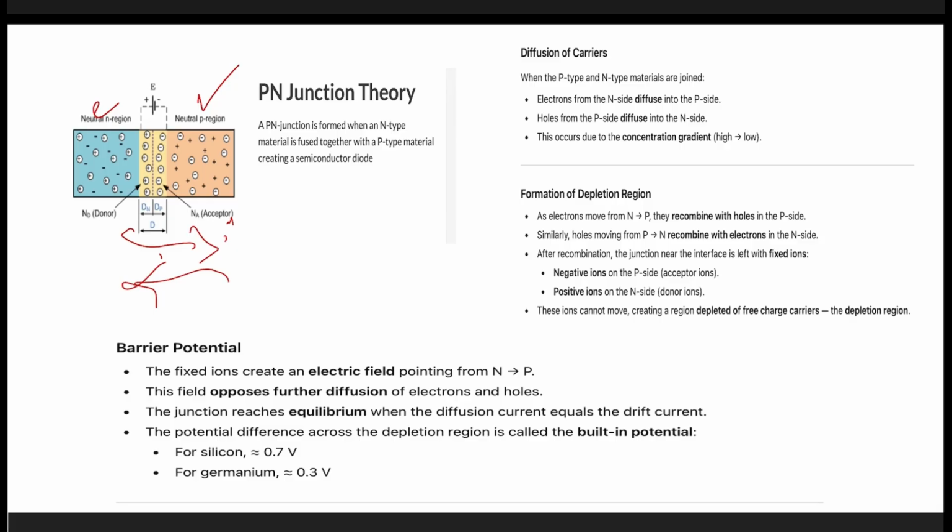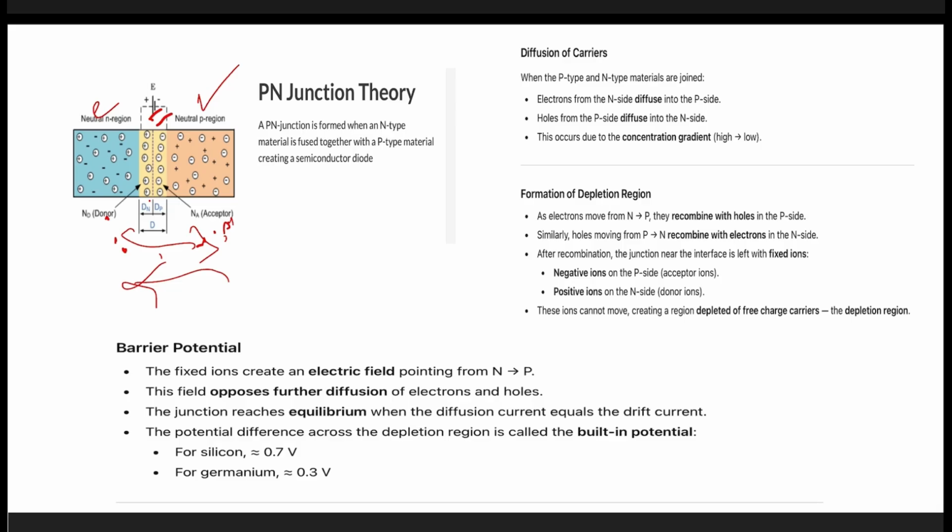As the electrons move from the N region to the P region, they will combine with the holes in the P region. And similarly, when the holes move from the P region to the N region, they will combine with the electrons in the N region. After combination, the junction near the interface is left with the fixed ions. You can see the fixed ions here.